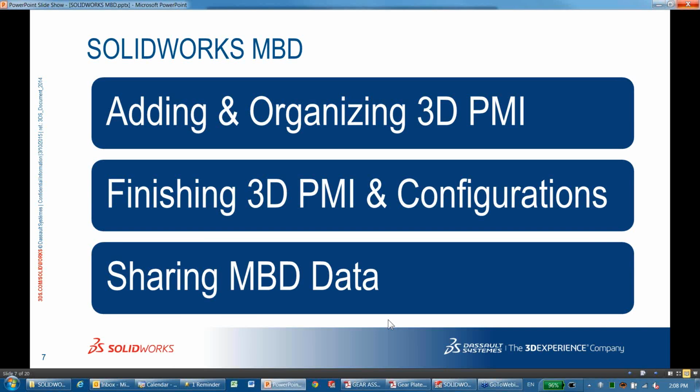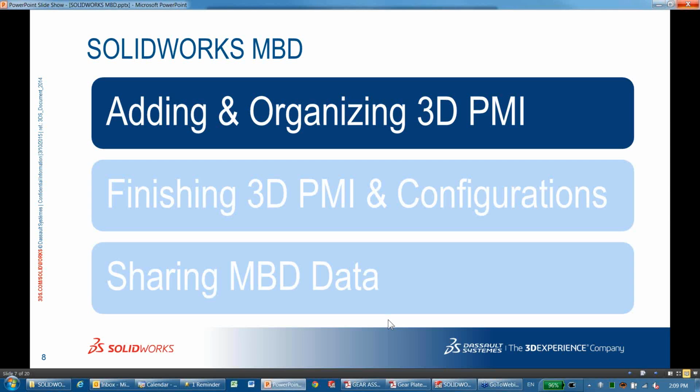We're going to pause at that and then go to adding a bit more information just to make the model a bit more complete, but also talk about configuration. What happens when you have different configurations of the same part and you want to annotate both of these configurations? And lastly, we're going to talk about how we can share that data with people inside the company, people outside the company, and we're going to talk about this a little bit after the fact. So let's start with adding and organizing my 3D PMI, again, PMI for product manufacturing information.